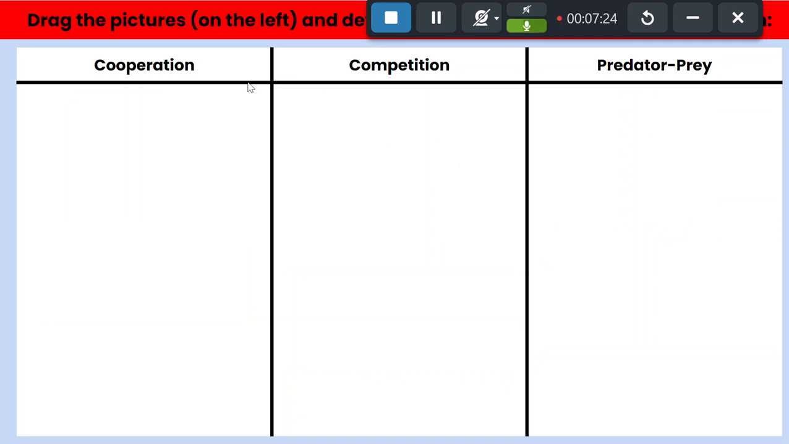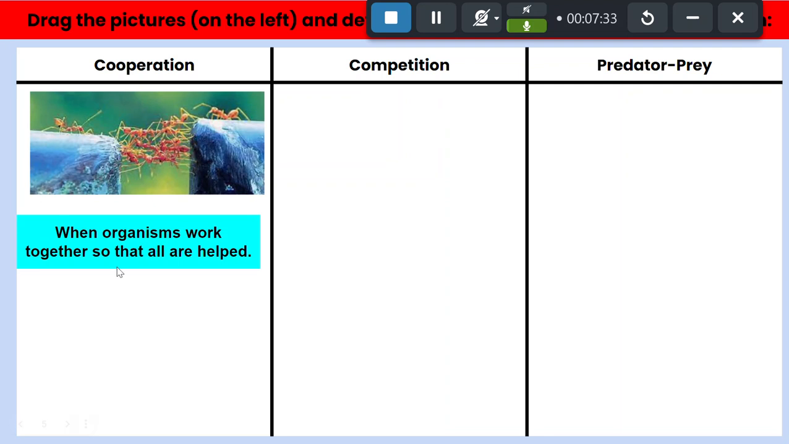All right, cooperation is a word that you remember from kindergarten. Cooperation means things are working together to get something done. And so when organisms work together so that all are helped, that interaction is called cooperation. So in this case, the ants are helping to get from one place to another. They are cooperating. We might have several lions working together to take down an antelope. So they are cooperating with each other so that all are helped because they all take down that antelope and then they all eat.